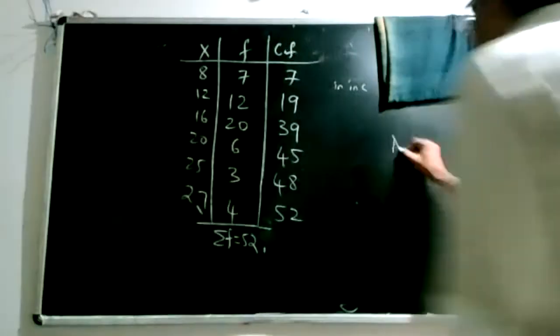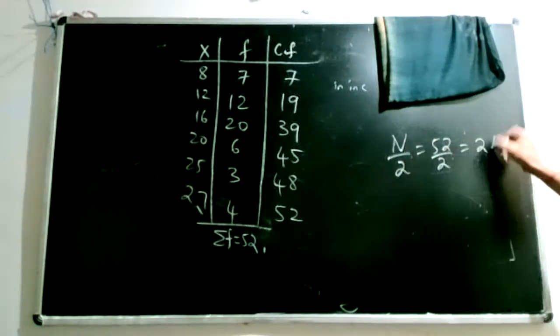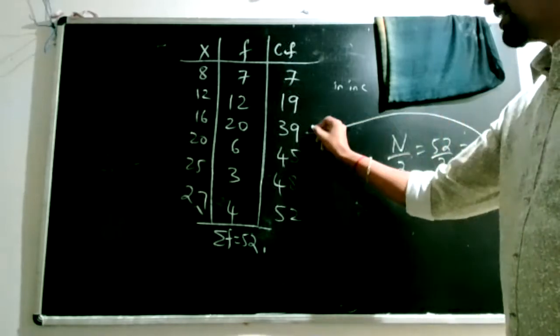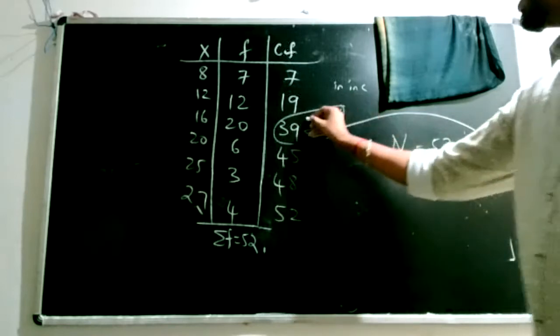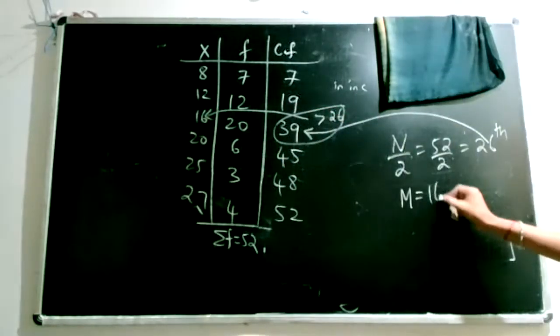Next, compute your n by 2, which is 52 by 2, which comes to 26, and pick the value of cumulative frequency which is just greater than 26, that is 39, and pick the respective value of x, that is your median.